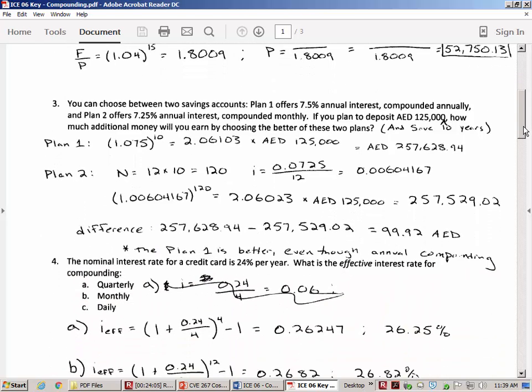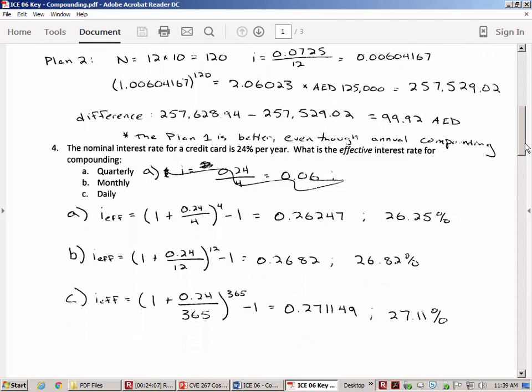Okay, what about problem 4? You're given the credit card interest rate, 24% per year. And that's not unheard of. There are plenty of credit cards out there that charge 24%. So if it's compounded quarterly, then the 24% nominal is 26% effective. If it's compounding monthly, it's even higher, 26.82.